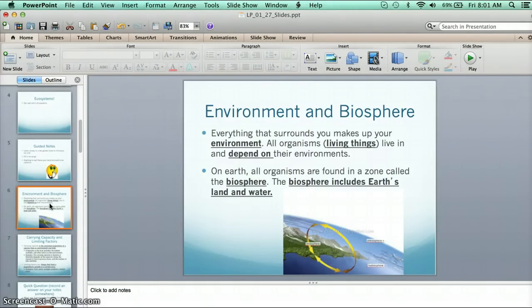environment for survival. On Earth, all organisms found in all these different environments, we call it a zone, and we call the zone a biosphere. So all the organisms are found in this biosphere. It includes the Earth's land and water. We call it the biosphere because it's where the living things, bio means life, live. It's where their habitats are.